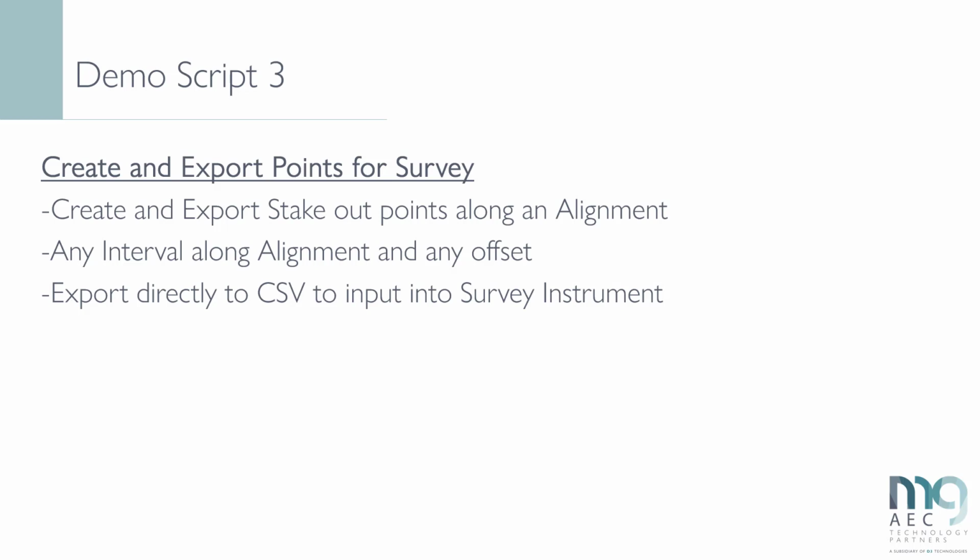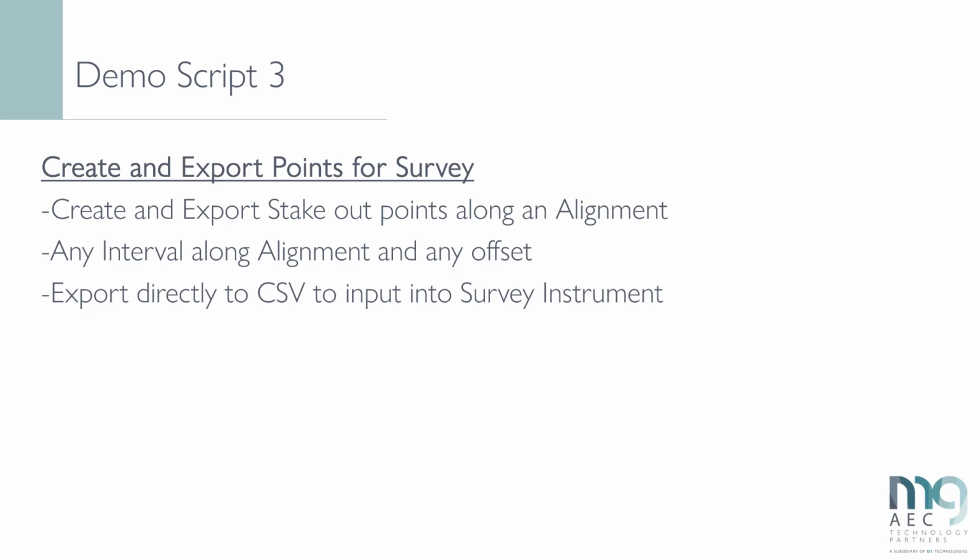Then let's go ahead and jump right into another one. Let's do the C1, this demo script 3. This is going to be create and export points for survey. So what I'm going to do is just input some stuff in Dynamo. It's going to create points, export these stakeout points along an alignment, at any interval along an alignment, and any offset. And it's going to export these directly to a CSV that we can put into our survey instrument.